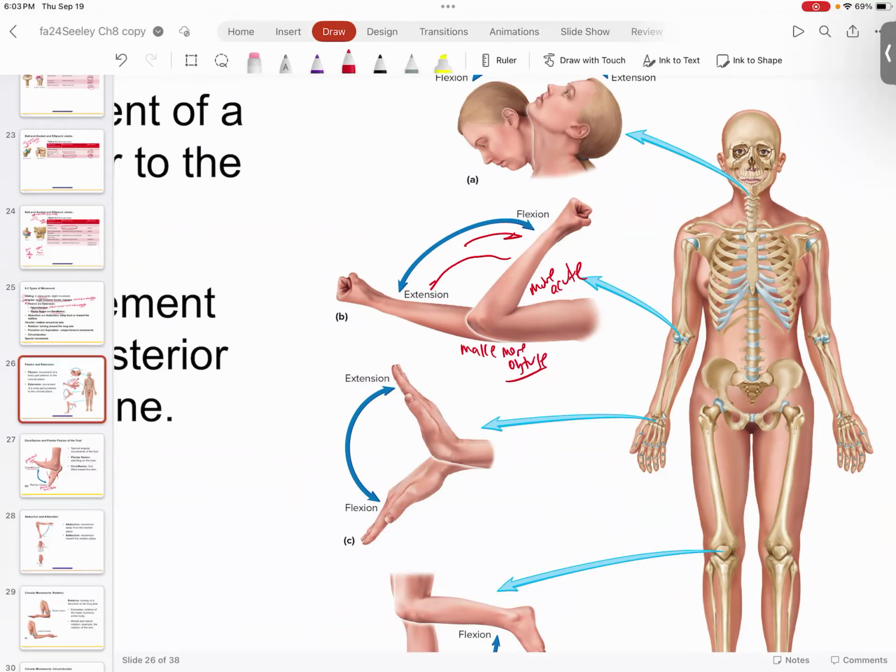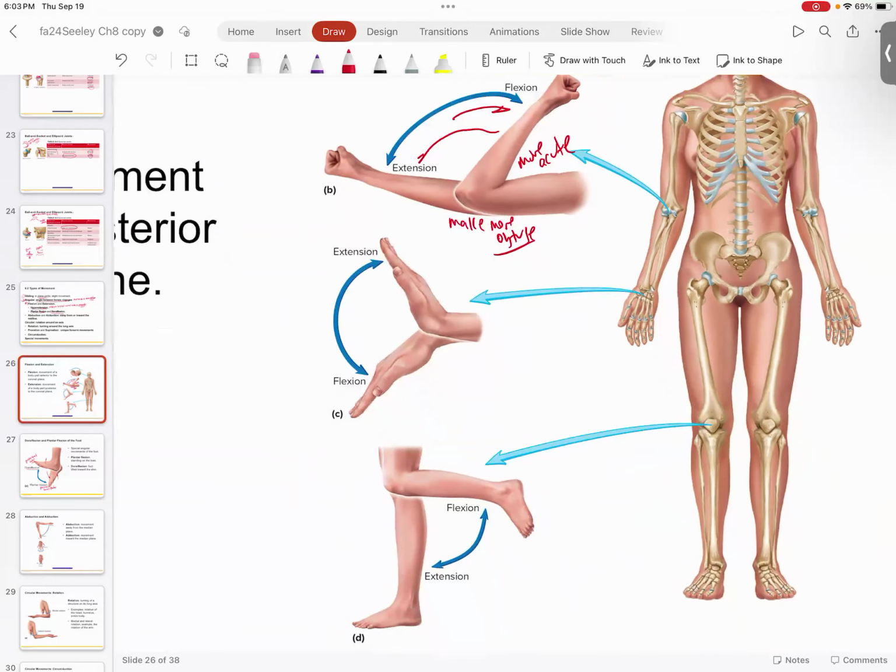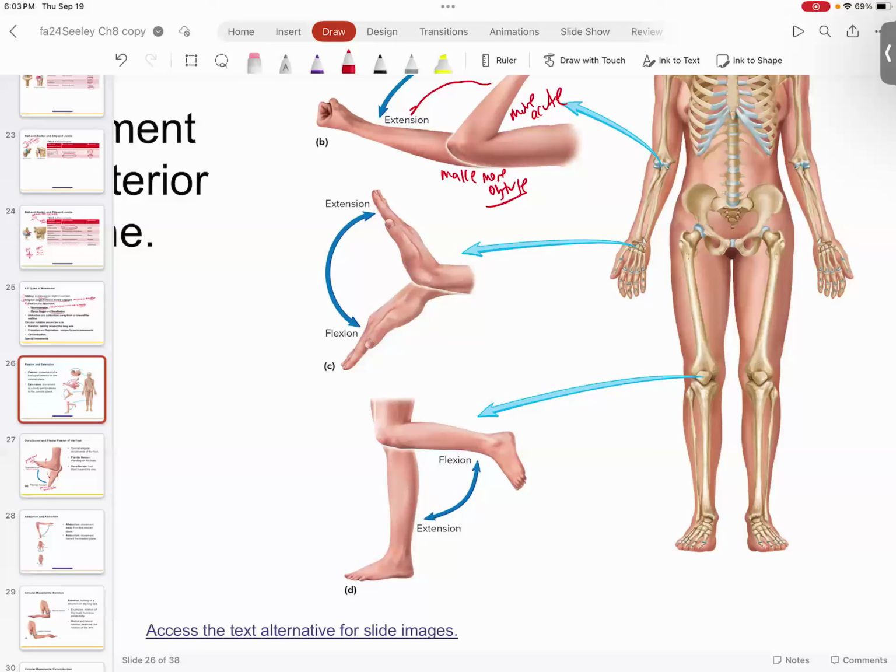So that's normal flexion extension of the arm. Flexion extension of the knee is the same, right? So when you flex it, notice you're making the angle here more acute. As you extend it all the way straight down, you're making the angle now, which is 180 degrees, more obtuse.